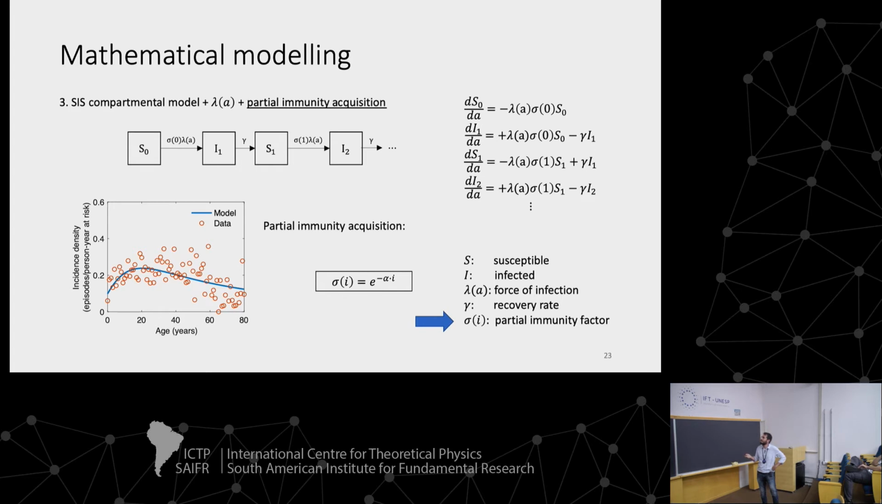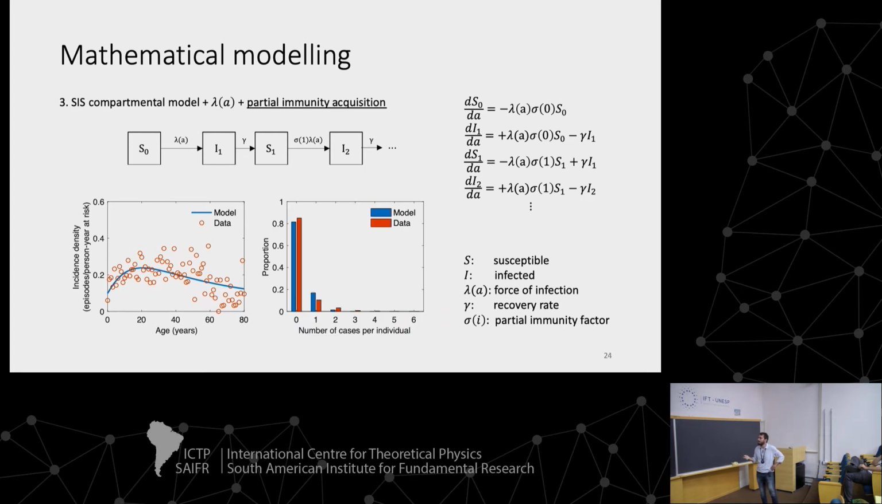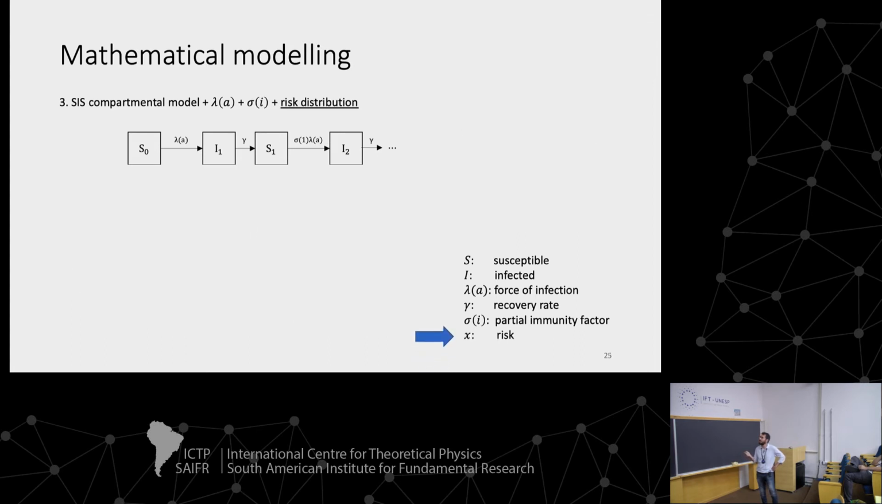We can see that with this formula here, for a naive person, of course, this is 1, then the partial immunity is not playing a role. But with this formulation here, we can fit relatively well this data set, but the number of cases per person is not that good. To correct this, then we introduce a risk distribution.